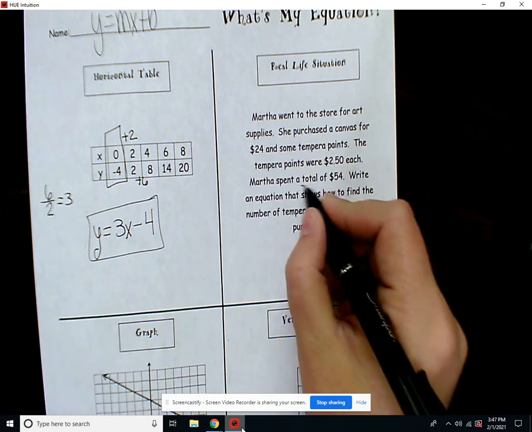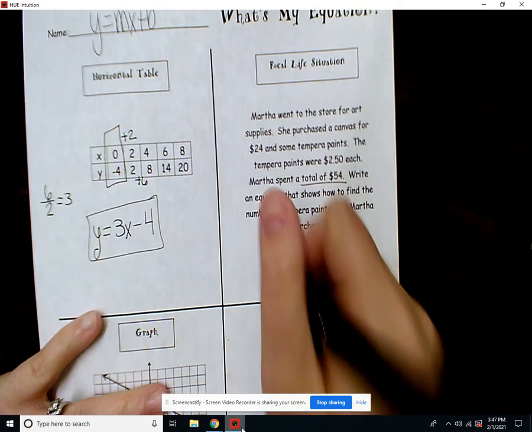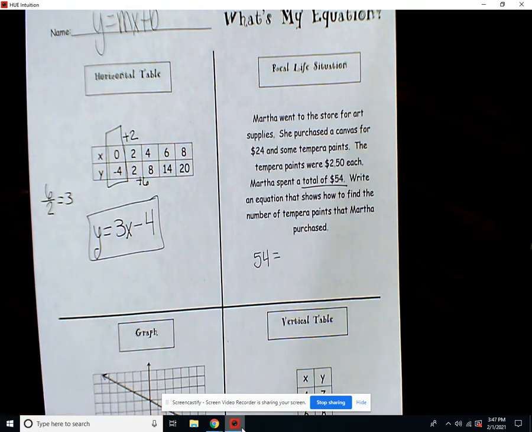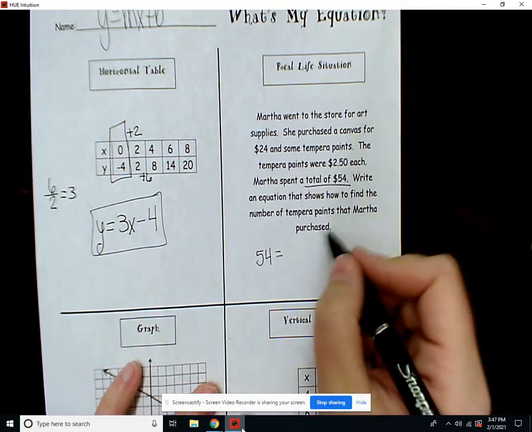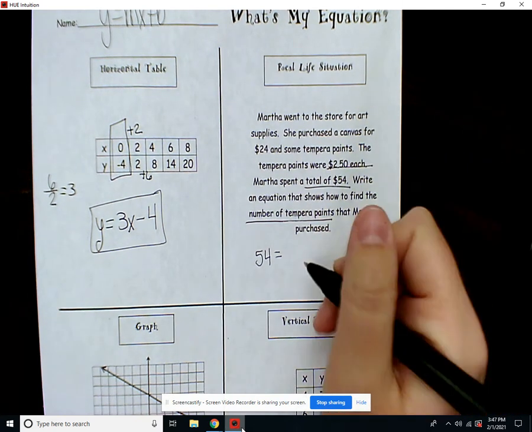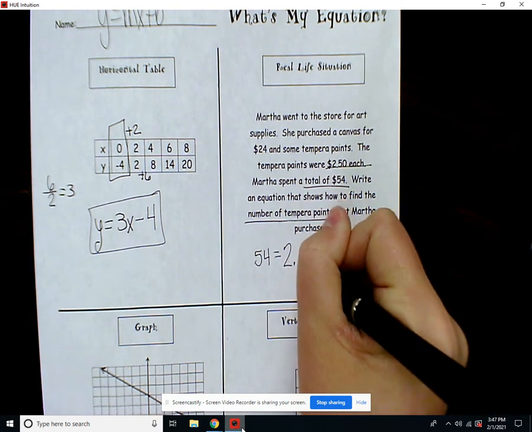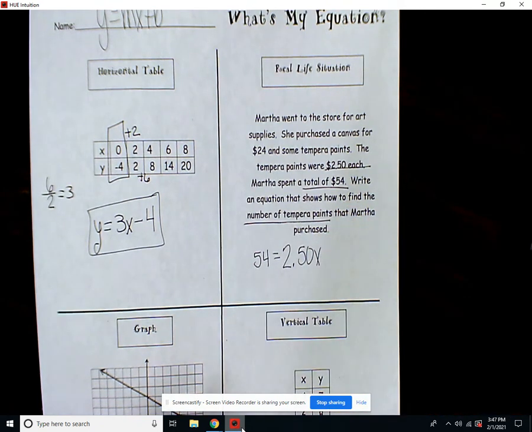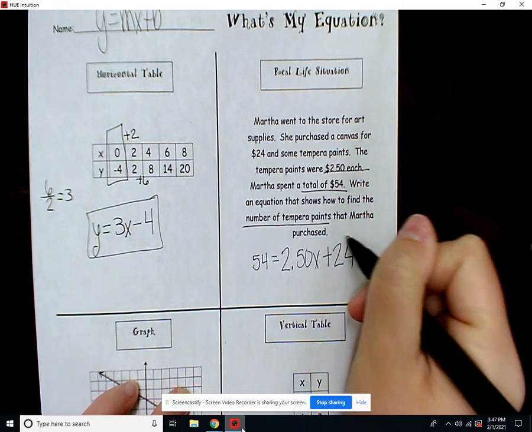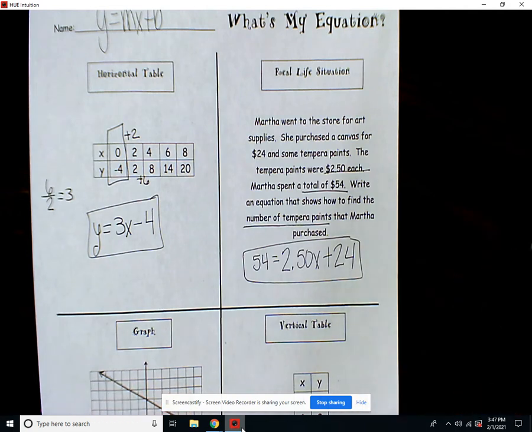So we'll start off with total. So that's going to be our y, which is 54. Then we'll look for the number that goes next to x. So I look at the question. How do we find the number of tempera paints? So the number that represents paints is 2.50. And it also says each. So we're going to have 2.50x. And then she also bought a canvas. And so that means we're going to add them. So it's going to be plus 24. So that is our equation.